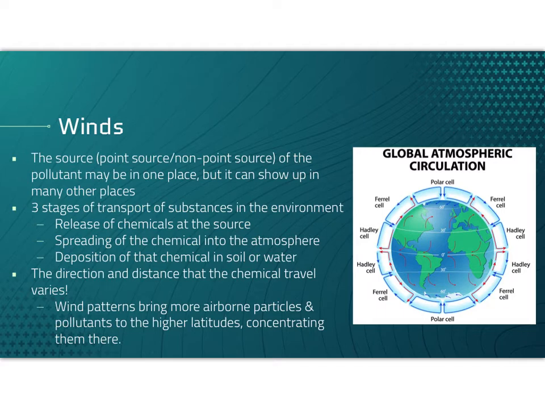Wind patterns bring more airborne particles and pollutants to higher latitudes, concentrating them up there. We can see that the air circulates upwards in our globe. Above the 30th degree, these things are moving upwards. This concentrates them up in the north. And then when they fall as snow, these pollutants are concentrated in that snow or water.